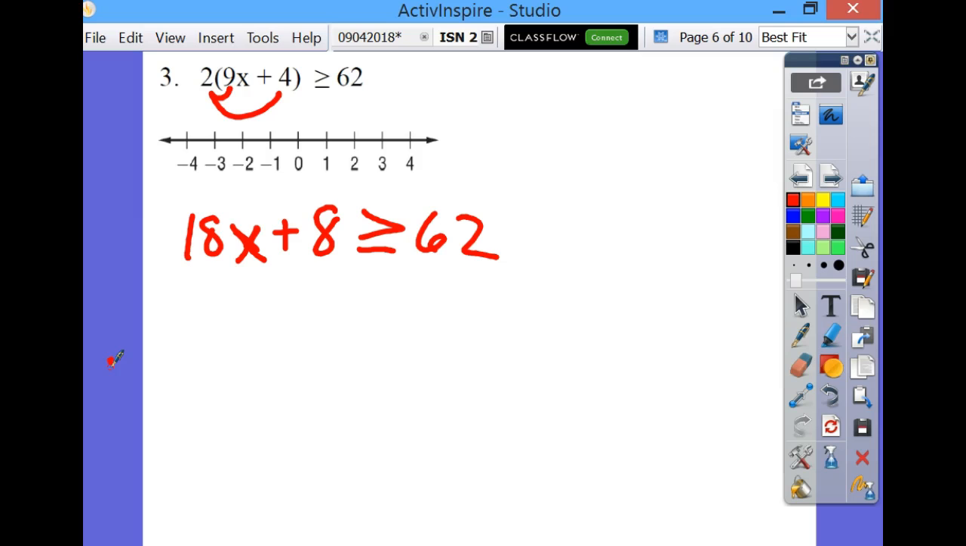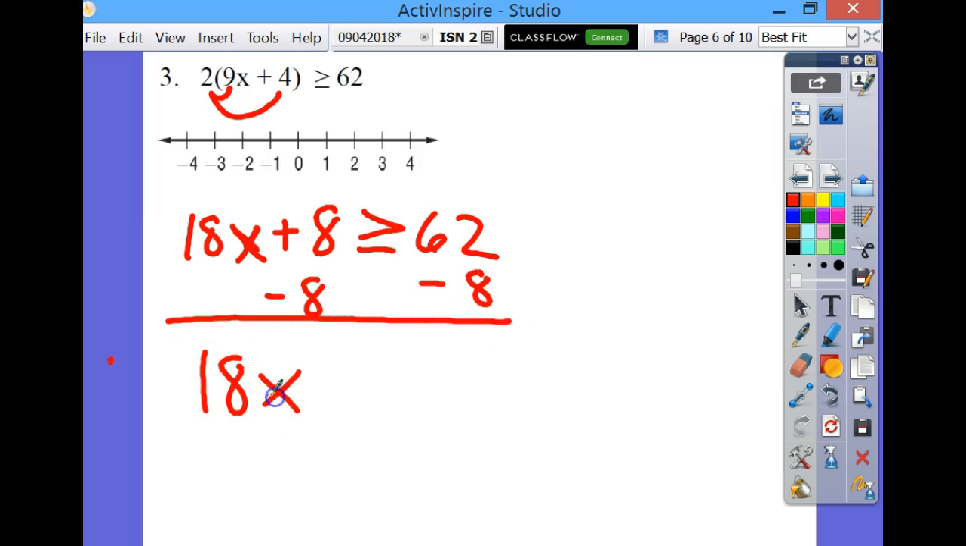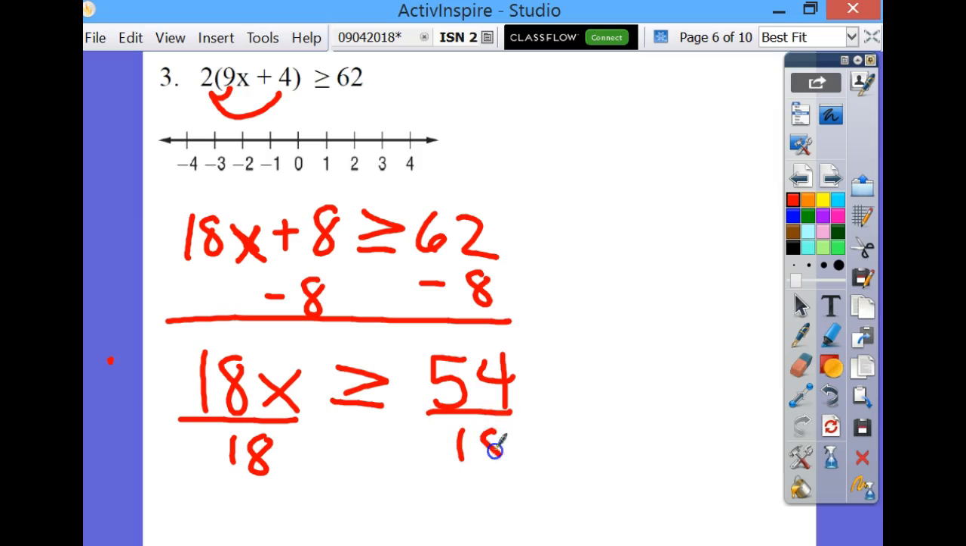So what are we going to do with 8? Subtract 8 from both sides. That is not going to switch the inequality sign. Only when you multiply or divide by a negative, not just every time there's a negative. Okay, what am I going to do with the 18? That's not going to switch the inequality. Not every time you divide, but when you divide or multiply by a negative.